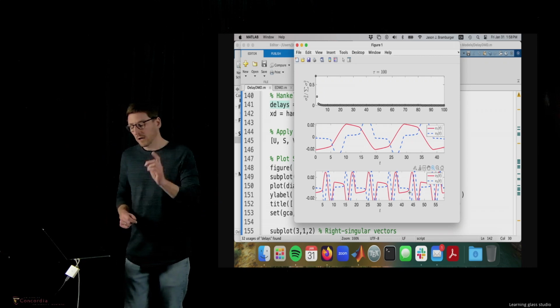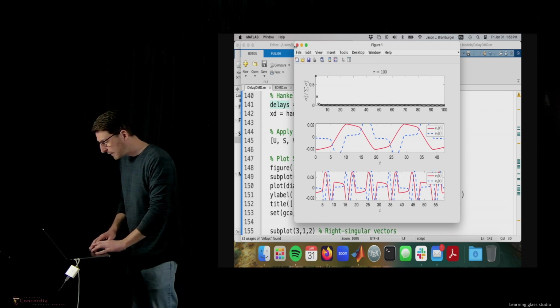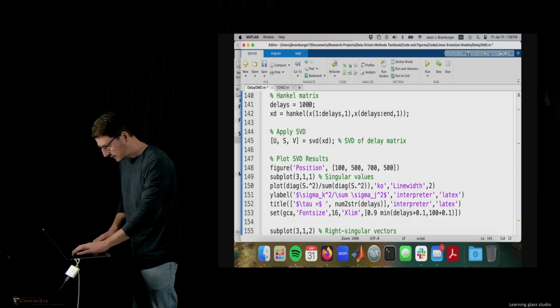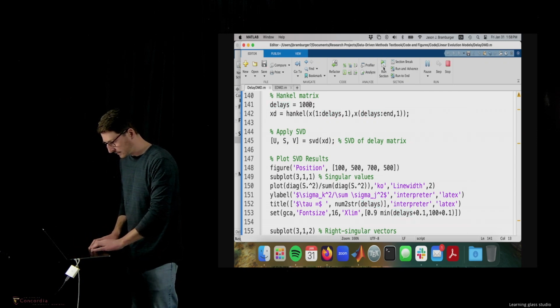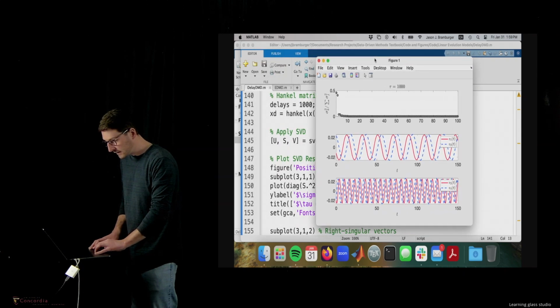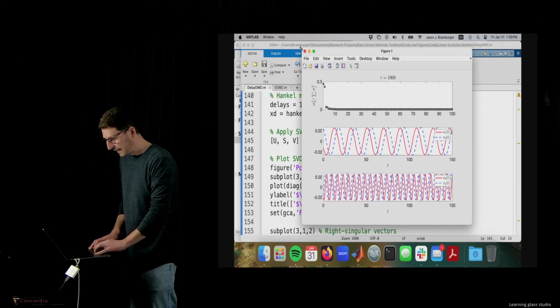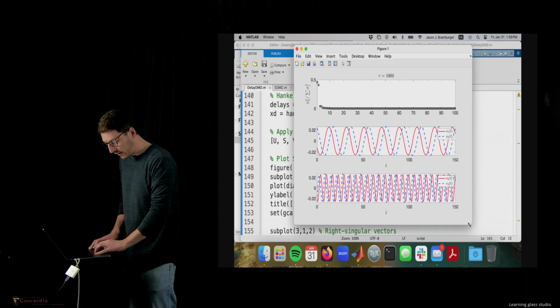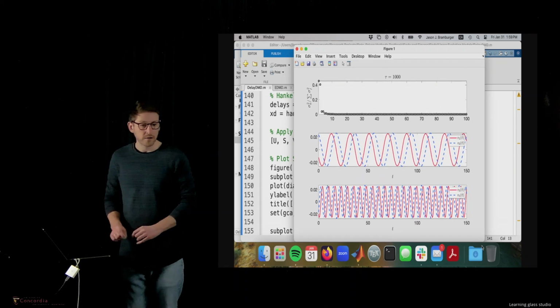But bear with me, okay? Just bear with me for a second. Let's crank up the delays here for a second, and let's see if we can do better. Okay, so here you can see that I cranked up the delays to 1,000, and take a look at that now. Now, I would argue that's pretty darn good.